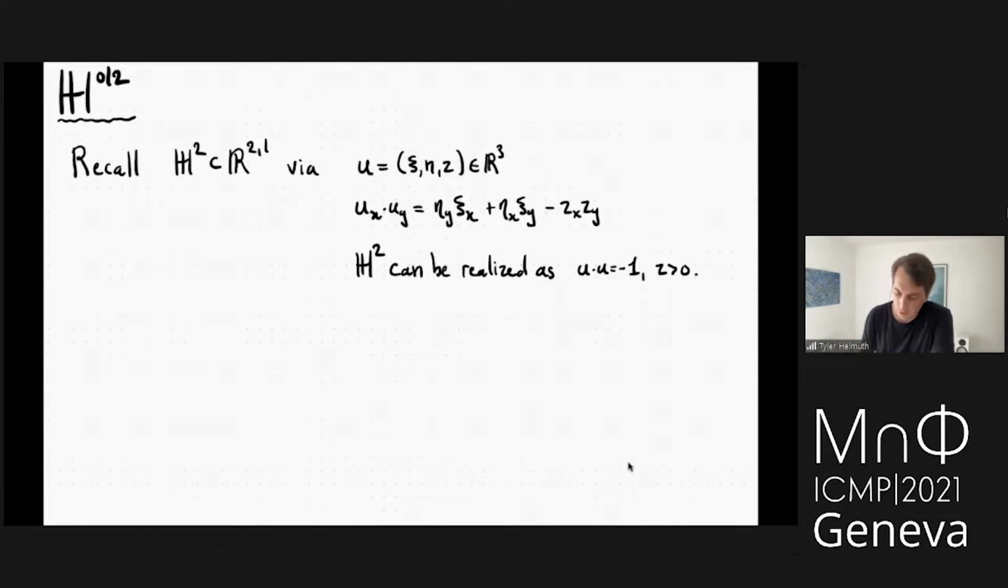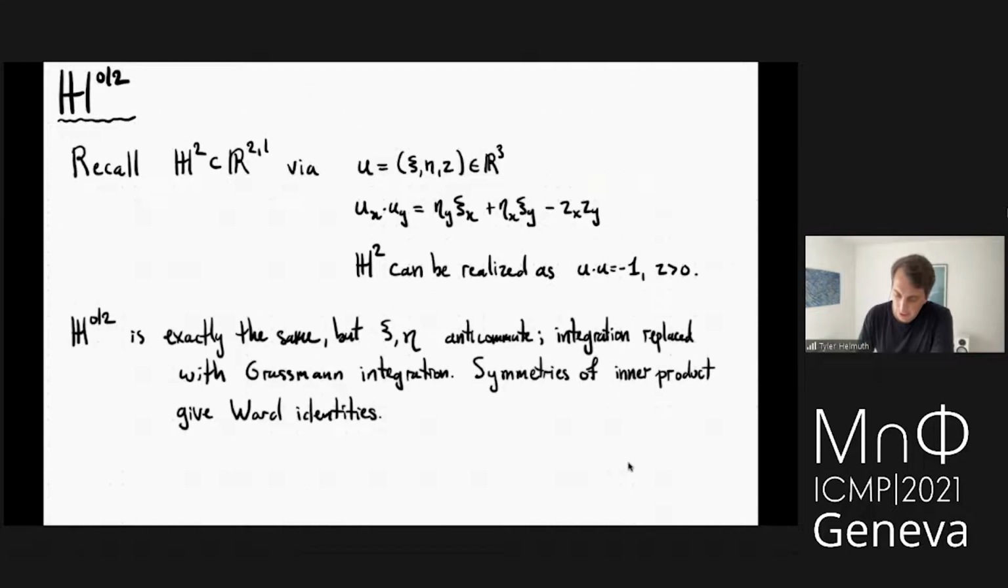Okay, that's h2. h02 is exactly the same, but now psi and eta are anti-commuting variables, meaning they're generators of a Grassmann algebra. And you define a spin model exactly as you would expect, using the right analog of Haar measure, replacing integration with Grassmann integration. And the symmetries are the symmetries of the things that preserve this form.